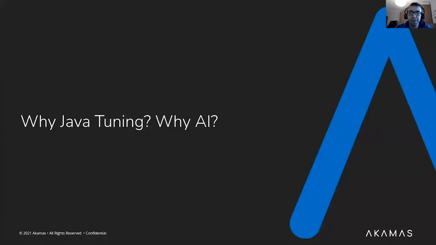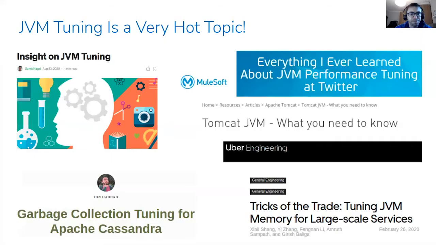So let's get started. Firstly, I want to introduce Java performance tuning and why it is important. Then we are going to see how people do performance tuning today and where AI fits into the performance tuning process. So when we talk about Java performance, one of the areas that is definitely hot these days is tuning the Java virtual machine, which is the engine that actually runs our Java applications.